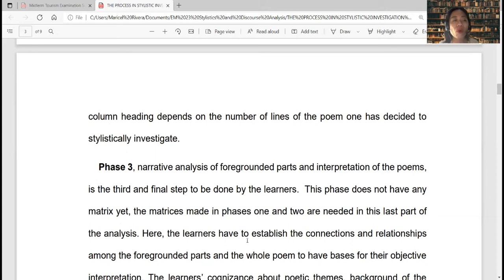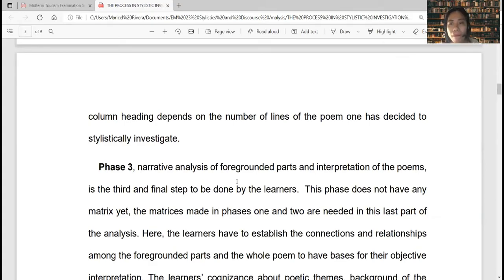And to make it more objective and really research-based, you have to mention here those that you have read, those you have read on the internet, in PDFs. We have literature, related literature and studies. So here you will do some in-text citations.